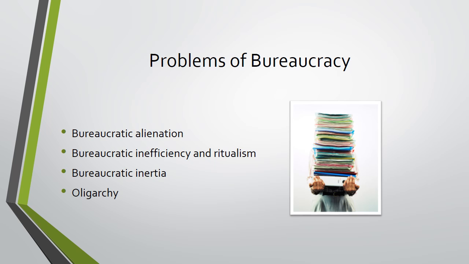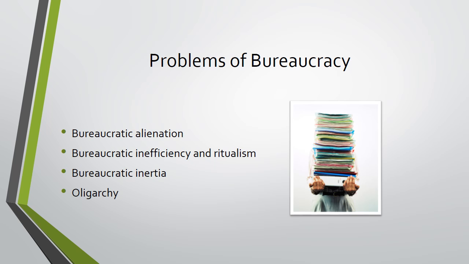Bureaucracies have been described as wasteful and inefficient. Even though they're designed to operate efficiently, problems can arise. Some of these problems include bureaucratic alienation, which according to Weber is the reduction of the human being to a small cog in a ceaselessly moving mechanism. Ouch. People do need to have meaning and purpose in what they do. Another problem is bureaucratic inefficiency and ritualism, which is the preoccupation with rules and regulations to the point that it interferes with reaching an organization's goals.